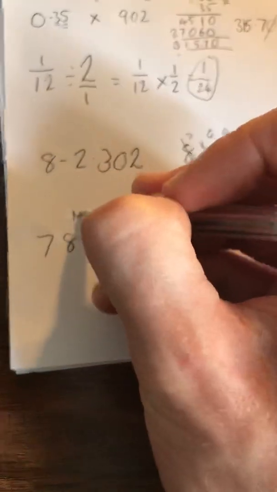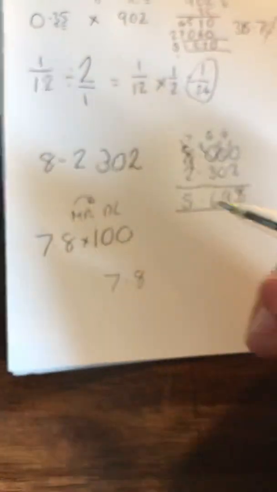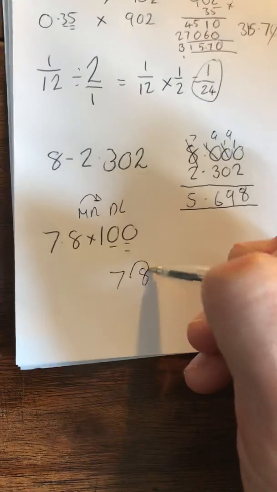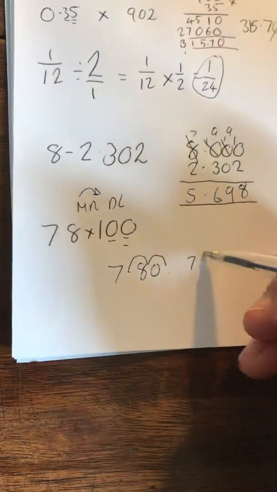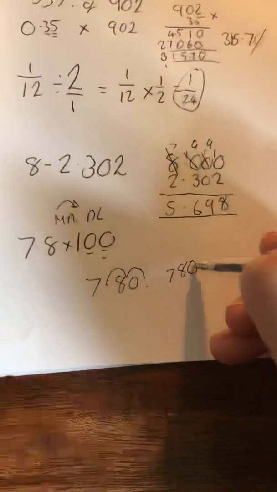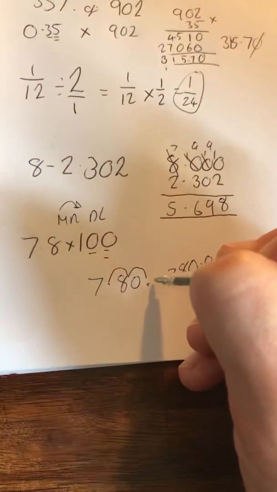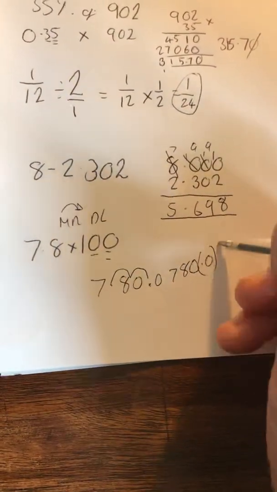7.8 times 100. Multiply, move right 2 places. 1, 2. 780. You might have put 780.0 because you had that 0.0 there, but again, it's of no value, so we don't need to write it.